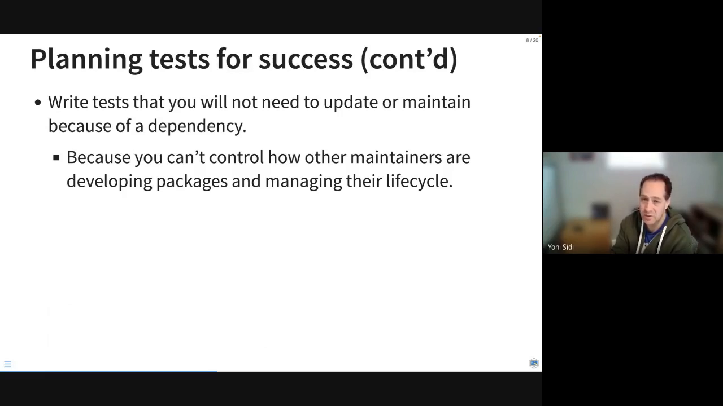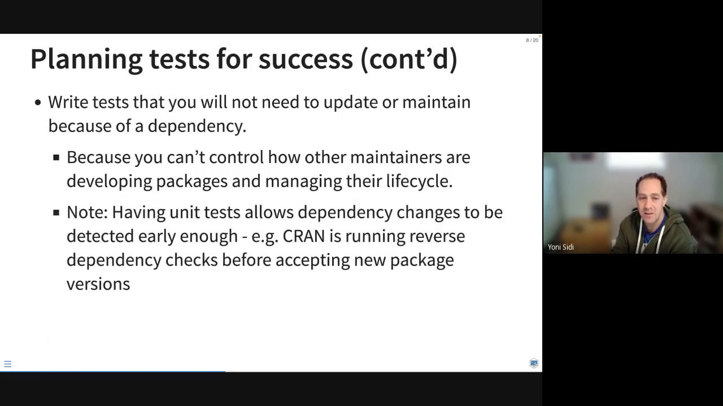Because obviously, if you're importing and depending on 10, 15 other packages, you'll end up chasing your own tail if you're depending on too much of the functionality of the other packages and not testing for that. You have to have unit tests that allow dependency changes to be detected early enough. So this is where CRAN is running reverse dependency checks for accepting new package versions.